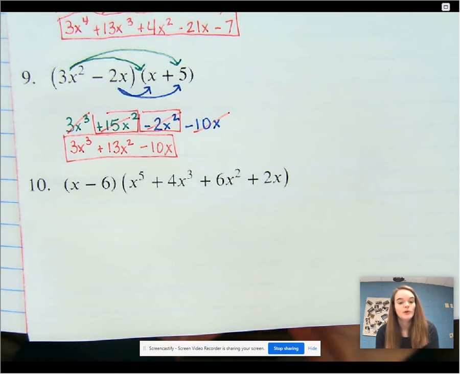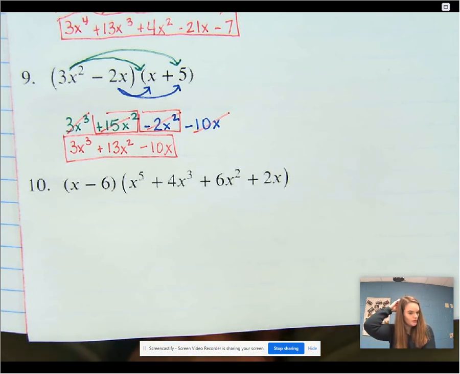All right, last, number 10. If you have not paused the video up to this point, please do so. You need to see if you can do these on your own. That's the whole point of this. So pause it, see if you can do it by yourself.